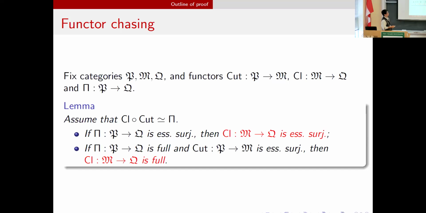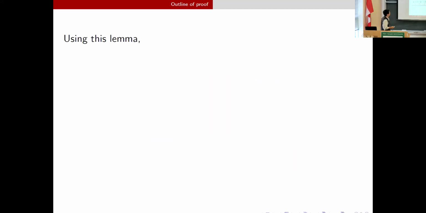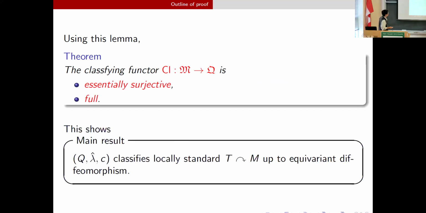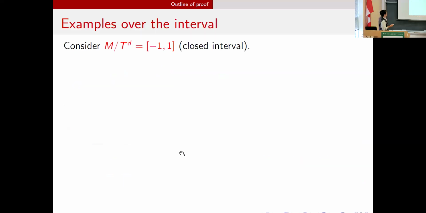So by using this functor chasing on the previous result, we can say the main result. That is, this classifying functor is essentially surjective and full. Okay, so this gives our main result. So this triple classifies locally standard T manifolds up to equivariant diffeomorphism. So I have 1 minute. So in the final 1 minute, I will show you some examples. So let's consider the easiest case.